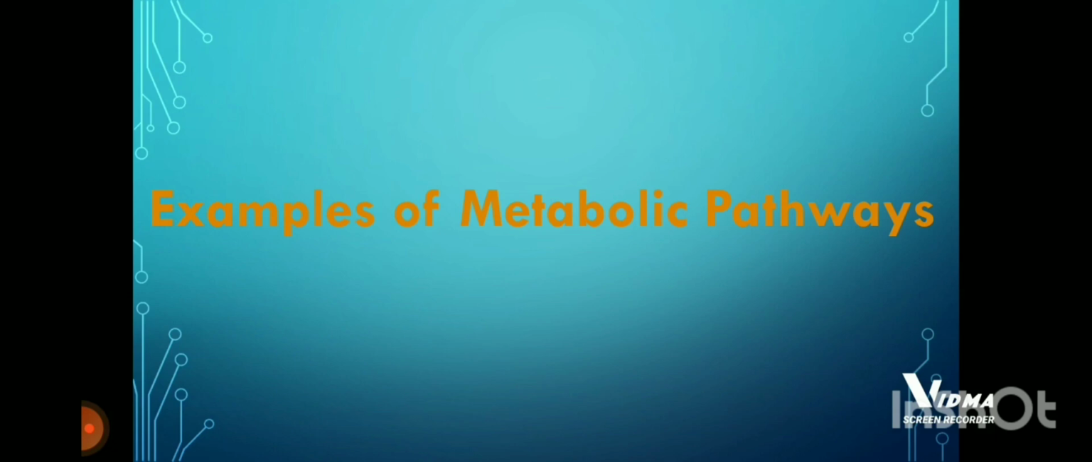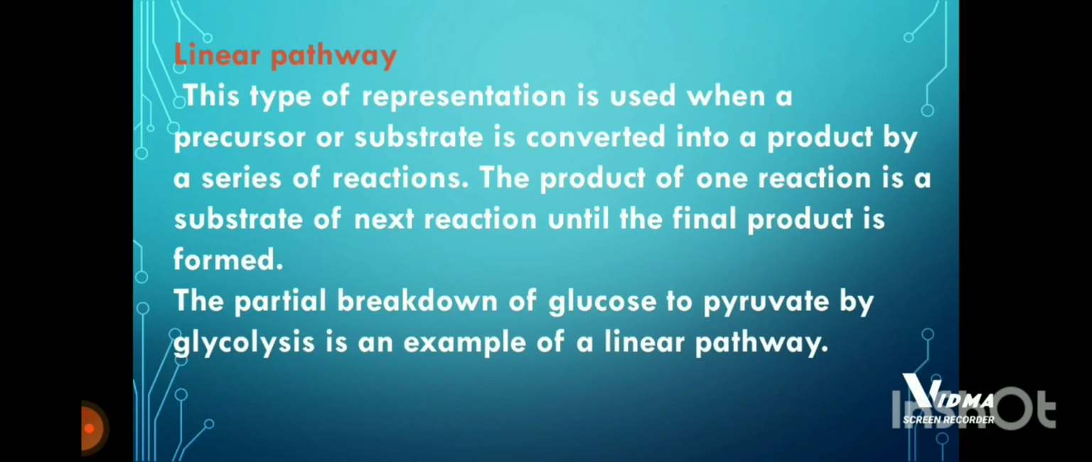There are various examples of metabolic pathways. First we see the linear pathway. What happens in the linear pathway? This pathway is used to represent when a precursor or substrate is converted into a product by a series of reactions. Means in the series of reactions, the precursor or substrate is converted into the product. The product of one reaction is the substrate of the next reaction until the final product forms.